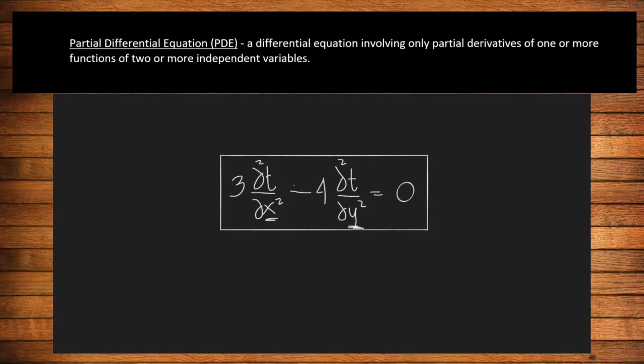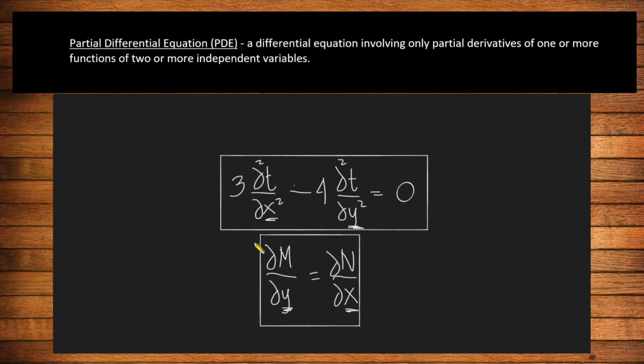So next example, we have the partial derivative of m with respect to y equal to the partial derivative of n with respect to x. Again, our independent variables here are yung nasa baba ng derivative natin. So that is variable y and x, dalawa. Therefore, this is a partial differential equation.